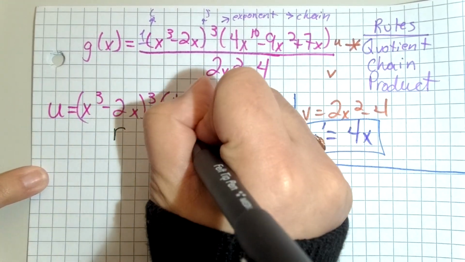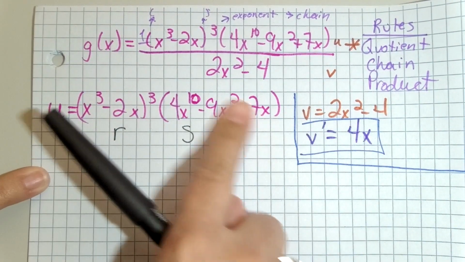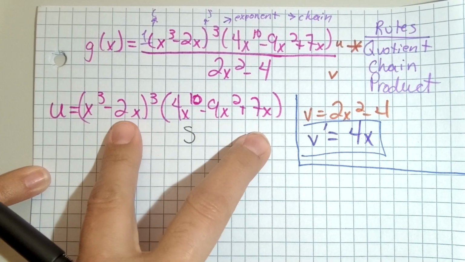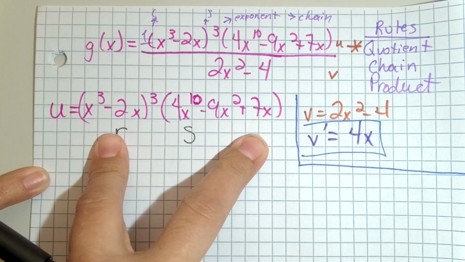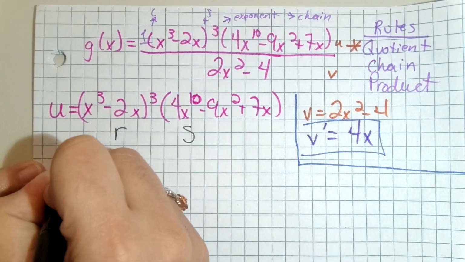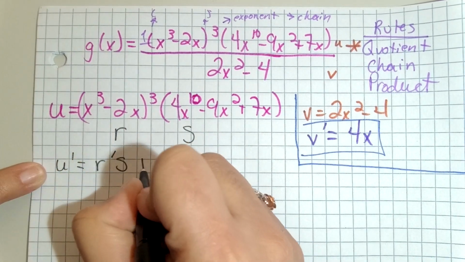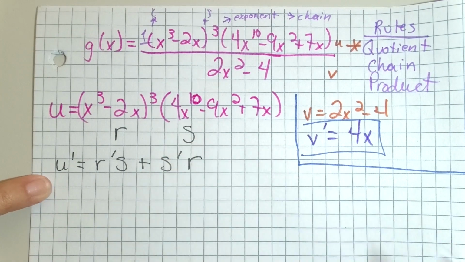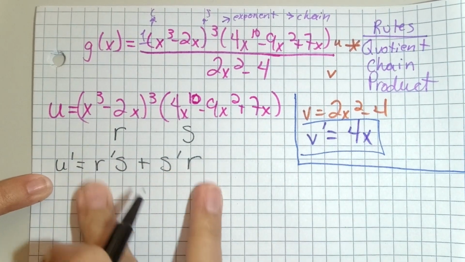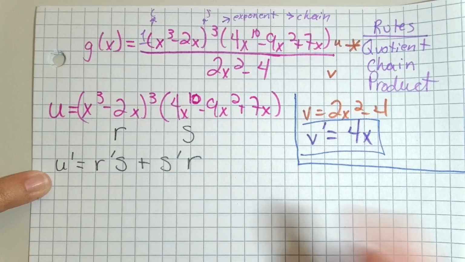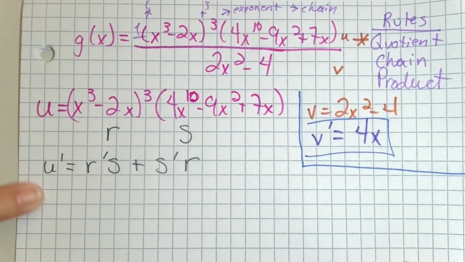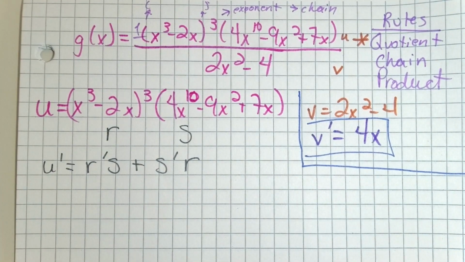This is going to be R, this is going to be S. So the main rule of this one right here is my product rule. So U prime is going to be R prime S plus S prime R. All I'm doing is replacing the U's and V's. Are there any questions so far?